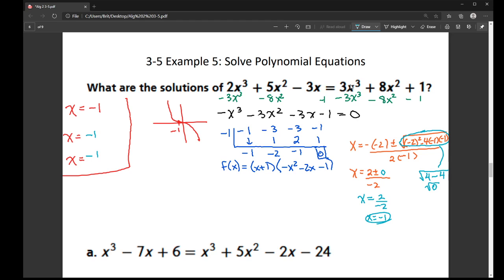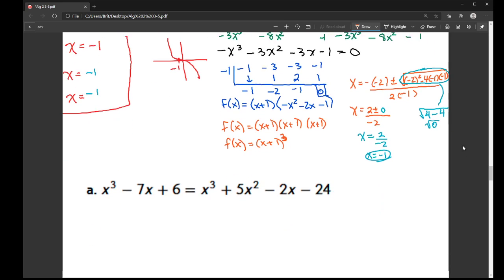So that's interesting, because this polynomial is essentially just turning into f of x equals x plus 1 times x plus 1 times x plus 1, or you could say it's x plus 1 squared. And I think that's kind of cool. Or I'm sorry, not squared, cubed. So there are our 3 solutions, which is really just the same thing 3 times.